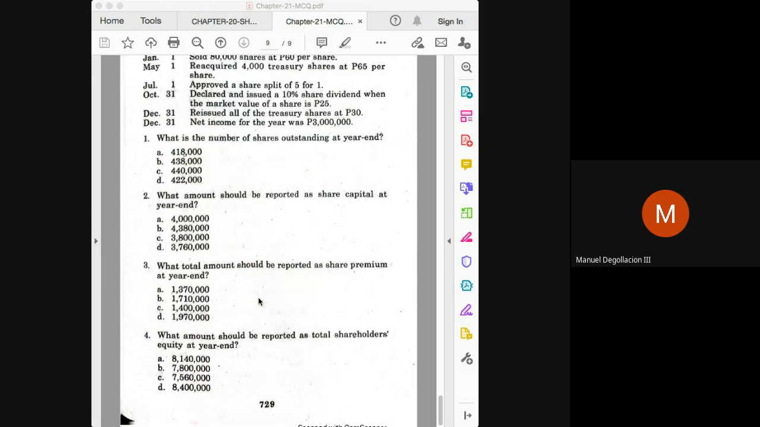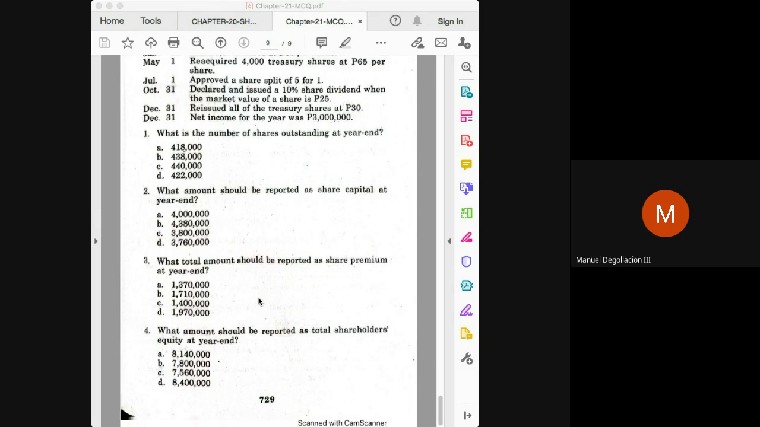Now, what is your total shareholders' equity? You have your share capital, your share premium. Then you add your retained earnings. How much is your retained earnings? Will it be 3 million? No, because again, you declared dividends on October 31, which will have a debit to your retained earnings in the amount of 950. So your retained earnings is actually 2,050,000 only. It's the income of 3 million minus dividends of 950.